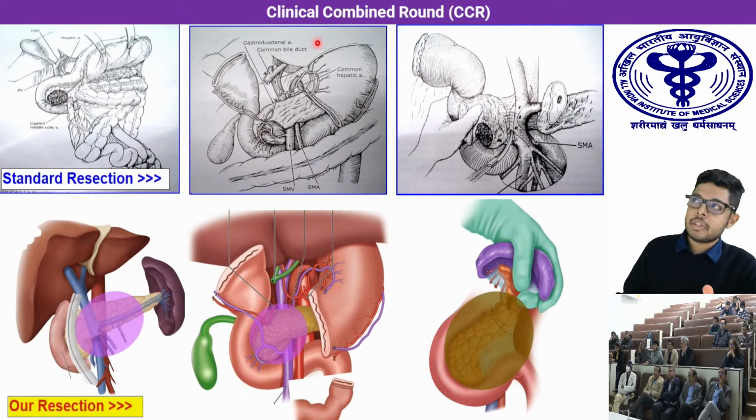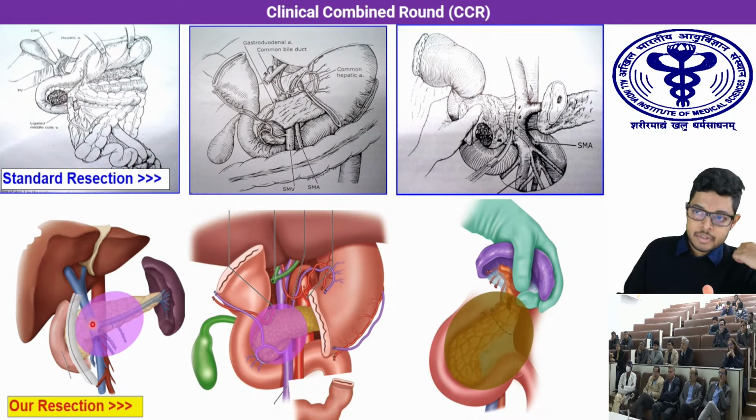The above three pictures are steps of a standard Whipple's procedure. In this you can see that the colon is gradually reflected away from the tumor. The tumor comes into view here. Then we divide the stomach. The common bile duct is also divided here. The neck of the pancreas is divided, and all the dissection is carried out only to the right of the portal vein. Whereas our resection is a little bit different.